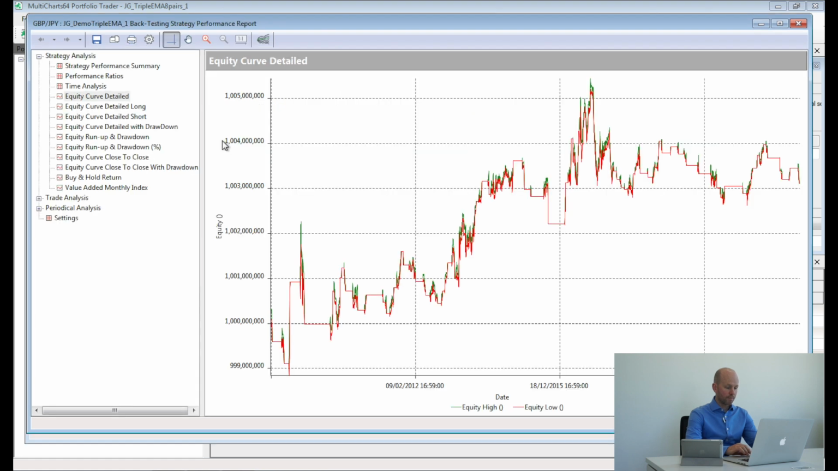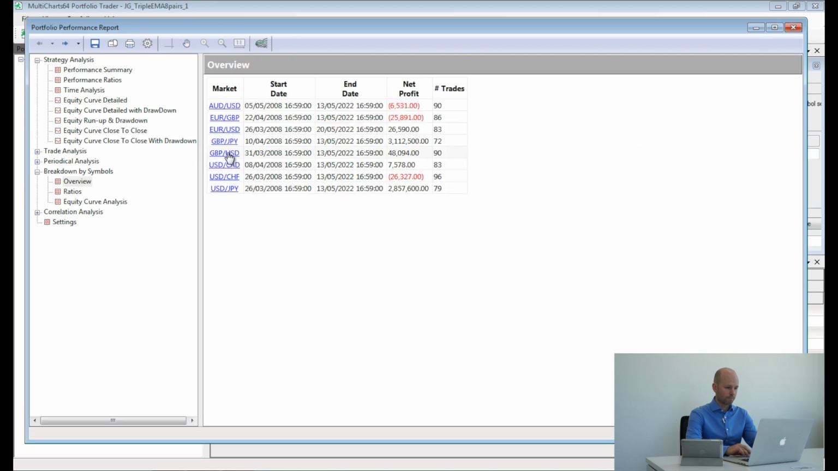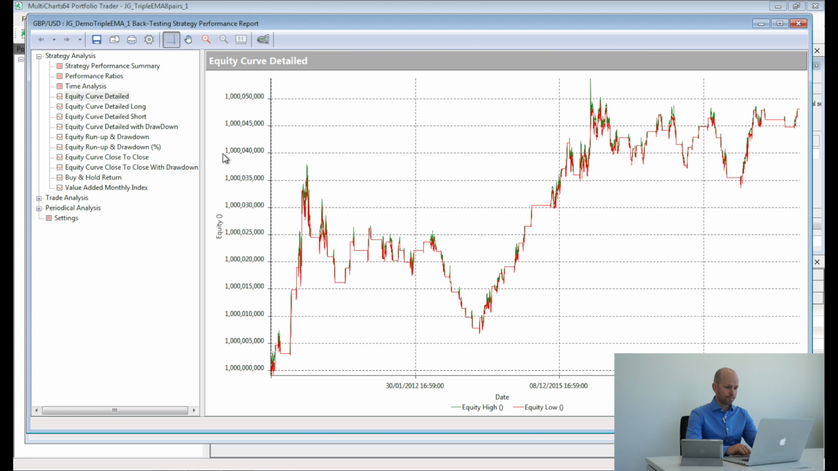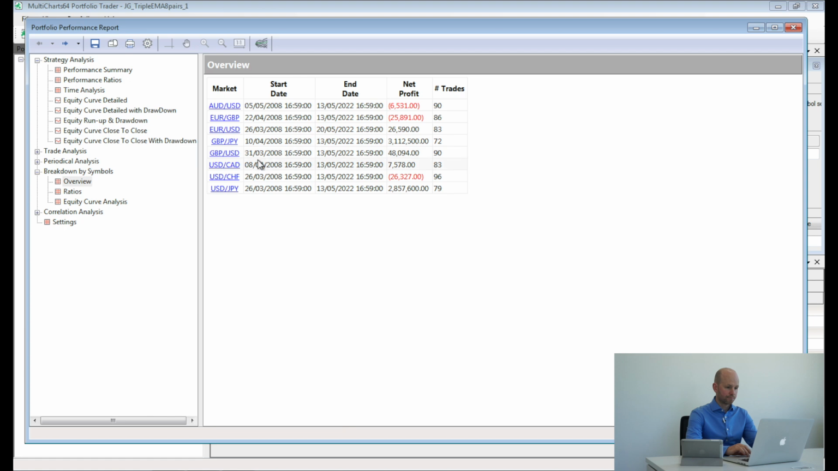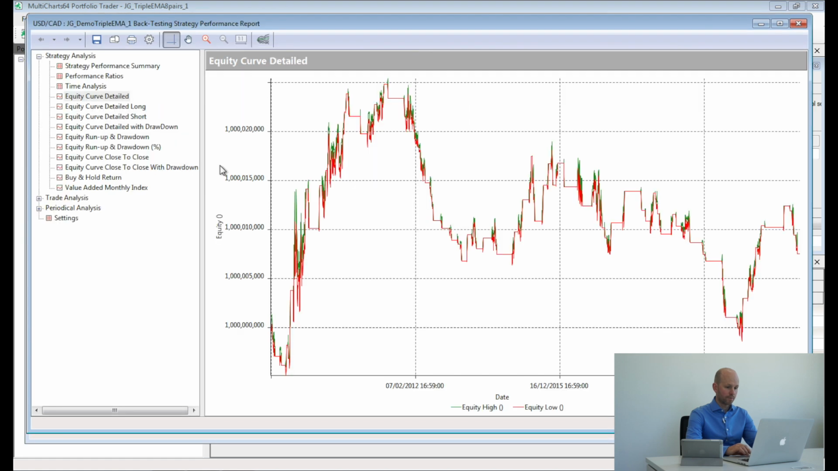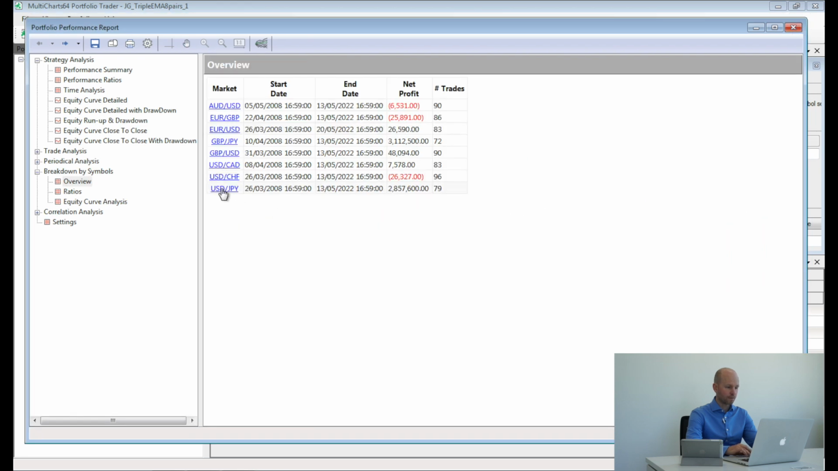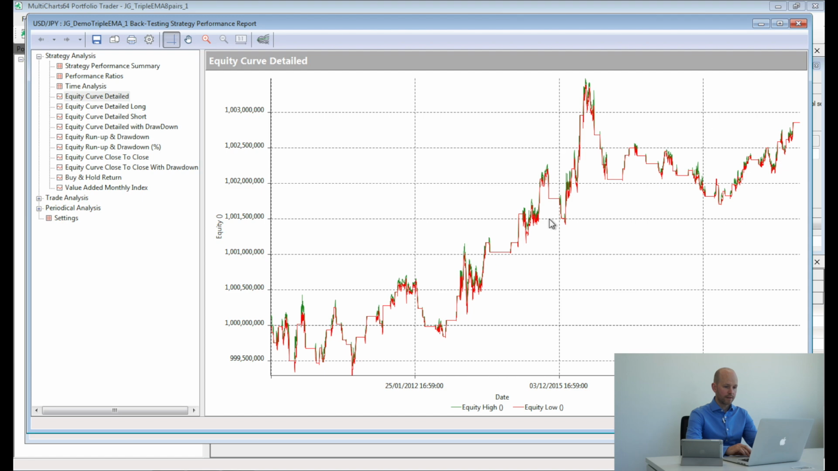Pound Japanese yen, there's the equity curve for that one. Pound dollar, there's the equity curve for that one. US dollar Canadian dollar, that's not very good, is it? And lastly, US dollar Japanese yen, there's the equity curve for that one. And again, these are only using that 2-to-1 reward to risk ratio. Perhaps there's a better reward to risk ratio which can improve the results on the different markets even further.